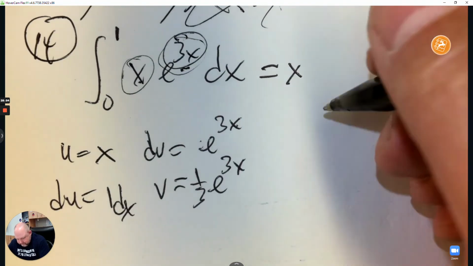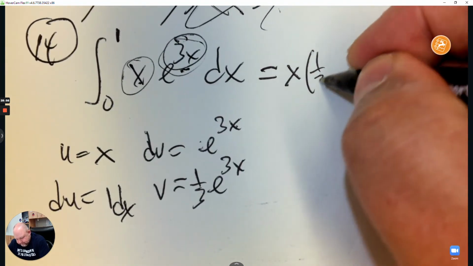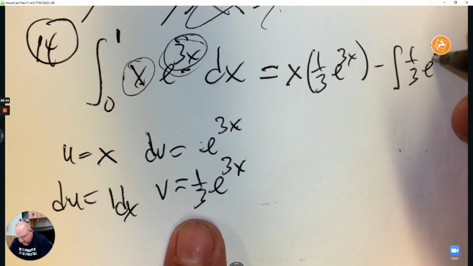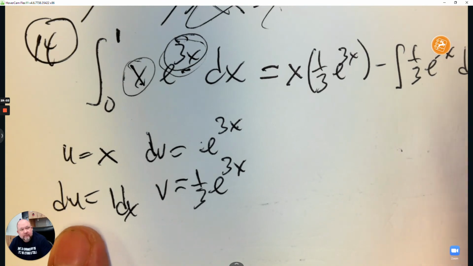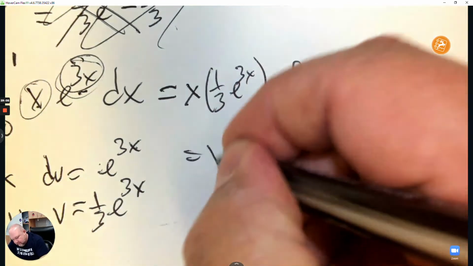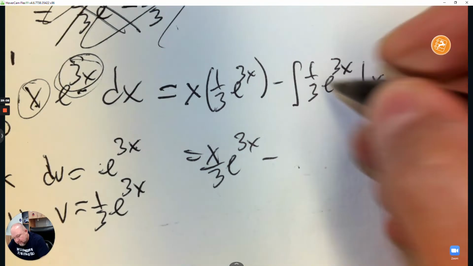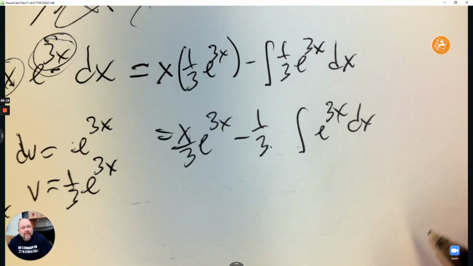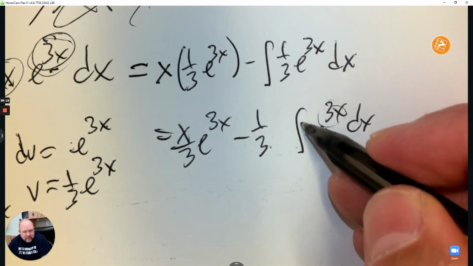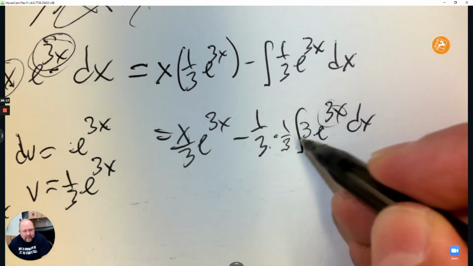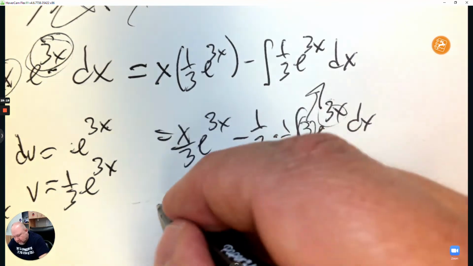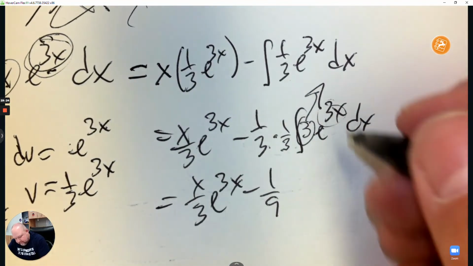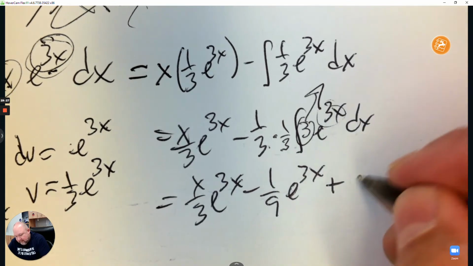So it's u times v, subtract v times du. Clean it up. The 1/3 I'll bring in front and leave a little space. The derivative of 3x is 3, so we need a 1/3 to undo it, to do the anti-chain rule. And this leaves you with 1/9 plus c.